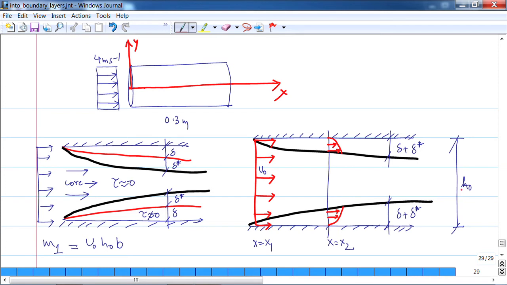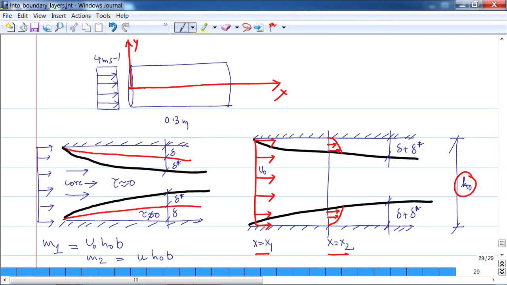However, if I have to apply mass conservation at these two sections, the total mass flowing at section x1 through this height h naught should be the same at x1 as well as x2. Which means that m2 should be equal to u naught h naught b. Now, if that has to happen, we know that near the walls the velocity is less than u naught, and it only becomes u naught away from the walls at distance delta plus delta star, from whatever I can see here.